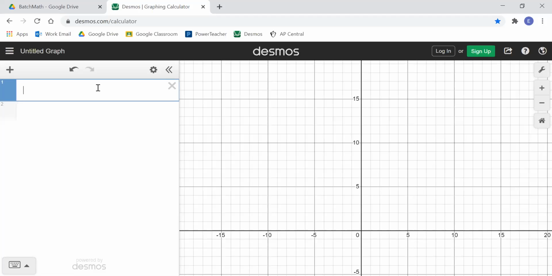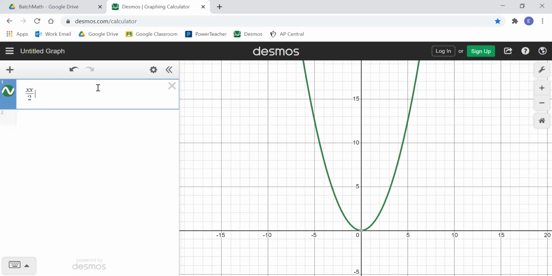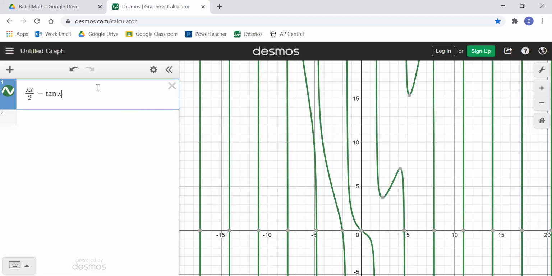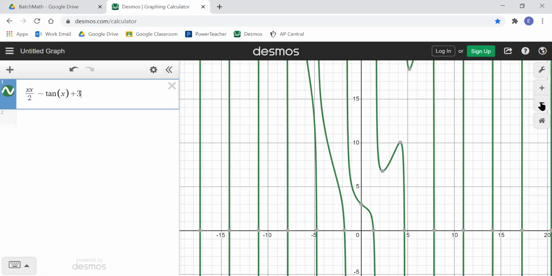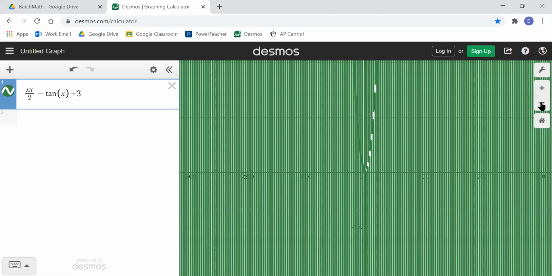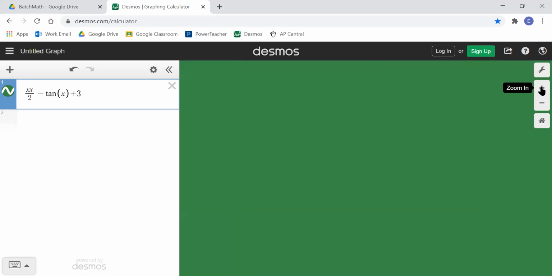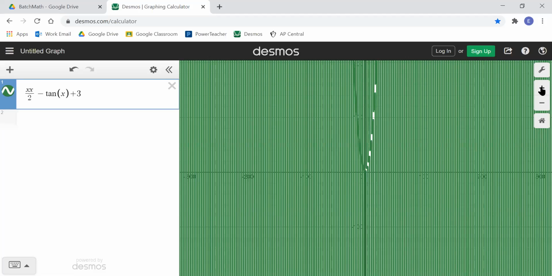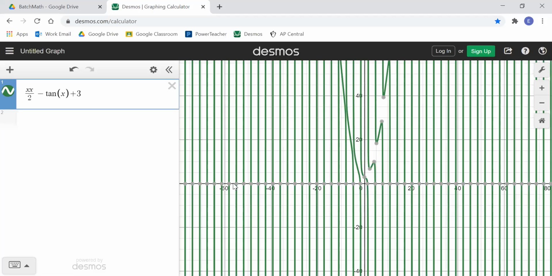What did we get? X squared over 2 minus tangent x plus 3. All right, now this one looks a little less normal, doesn't it? Yeah, clearly, right? I zoomed out too much, and now it's just a big block of green. What's going on here that's causing all of these straight lines that aren't actually straight lines but look like straight lines here? What's happening?